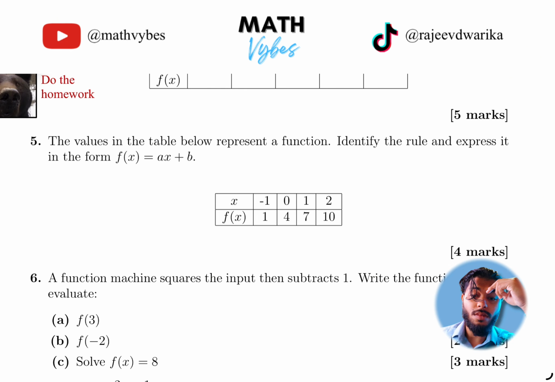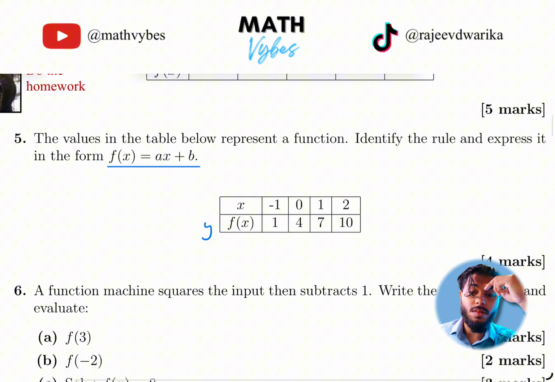Just to remind you all what a function is. A function takes an input, x. So you're going to take a number. You're going to do something with that number. And it's going to give you the output, commonly known as f of x or y. Right? So, they're telling us that the relationship needs to be in this form, which is a linear relationship.